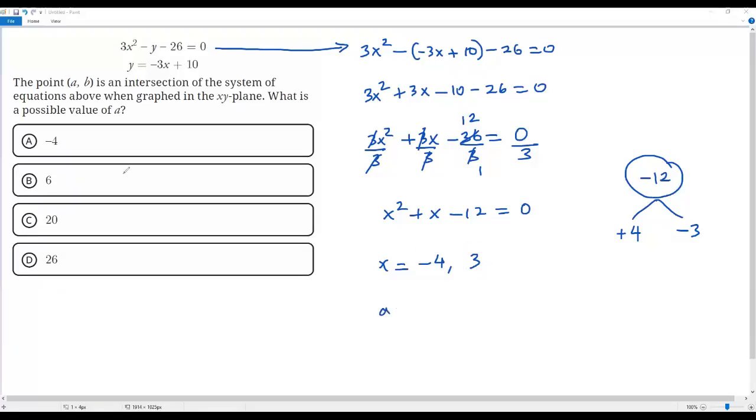According to the question, A is the x-coordinate at the point of intersection. So A equals negative 4 or 3. When I go over the four options, I find negative 4 in option A. So the correct answer choice for this question is option A.